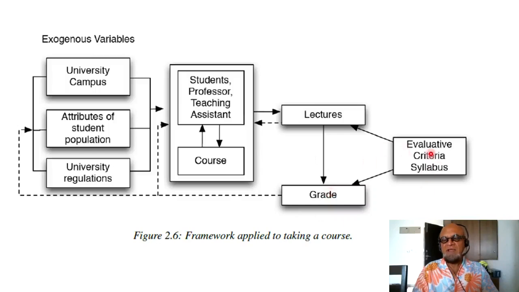And there are evaluative criteria of the syllabus that is determined. So teachers get evaluated, students get evaluated for the grades, and that feeds back to the action situation and participants, and of course to the exogenous variables. So if you get a good grade and do well in your school, maybe you get rich and you pay back some money to the university or put your name on some building, and so on, right?